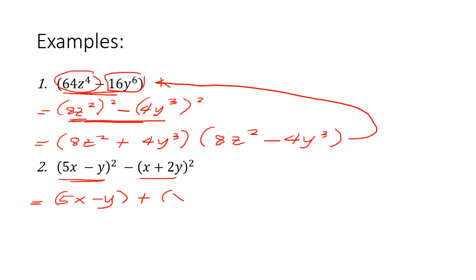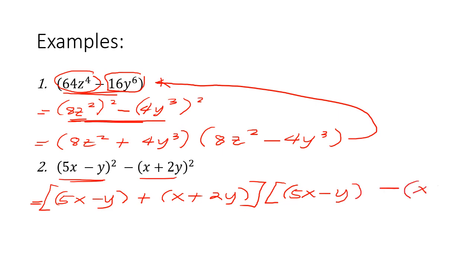Plus x plus 2y, right? That's the first expression or the first factor. And then we have our second factor here, which is 5x minus y, right? Minus quantity of x plus 2y quantity. Right? Let's try to simplify if we can.